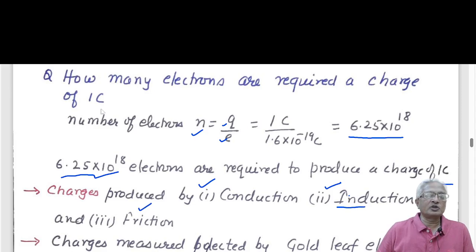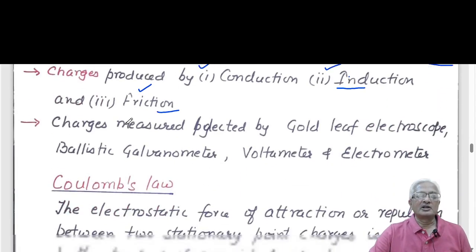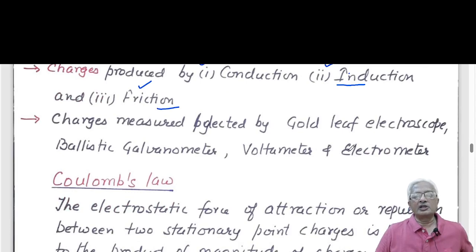Another is friction. When two bodies are rubbed against each other, it causes transfer of electrons from one body to another, producing charges on both the bodies which are equal and opposite, and that is called friction. How do we measure or detect a charge? For that, we require an instrument such as a gold leaf electroscope, a ballistic galvanometer, a voltmeter, or an electrometer.